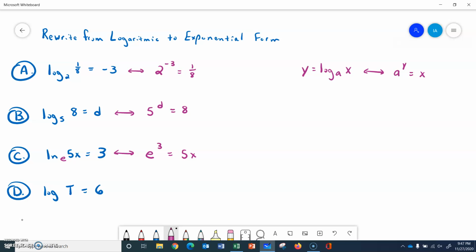And the last one, D, log of t equals 6. No base is written, so with the logarithm it's understood to be base 10. So rewriting that, it'll be base 10 raised to the 6th. So 10 to the 6th equals t. Very simple stuff if you just rearrange it.